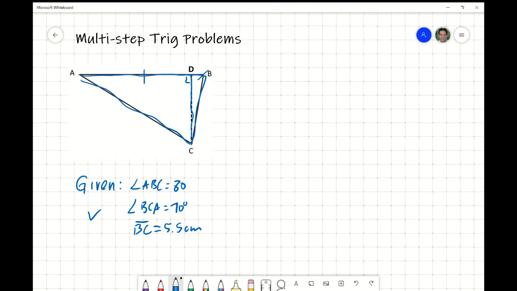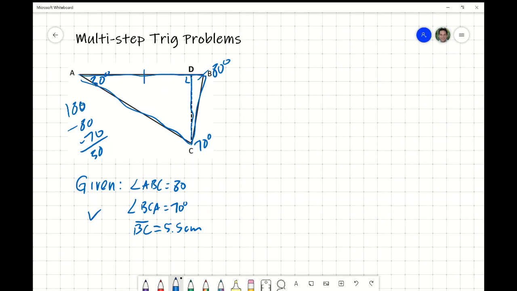Angle ABC, so this angle right here, is 80 degrees. Angle BCA, which is down here, is 70 degrees. Well, let's go ahead and find angle A. Angle A, of course, is going to be 180 minus 80 minus 70. So that's 150 from 180, so it's 30 degrees. All right, so we know that right there is 30 degrees, and we'll use that in a minute, probably to find the length of AC and AD.